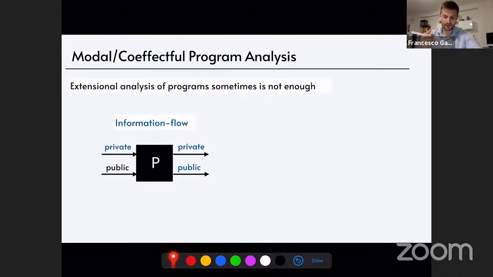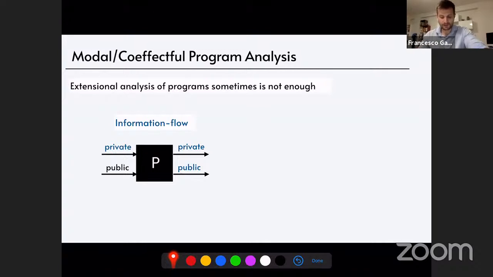And the second main feature of this sort of analysis is that now you consider the observer, so the observer that is studying the behavior of the program now has some specific capabilities. But we'll see what I mean by that in a moment. So let us begin with some examples of this modal or coeffectful analysis. First example is information flow.